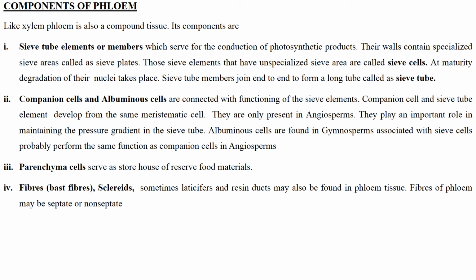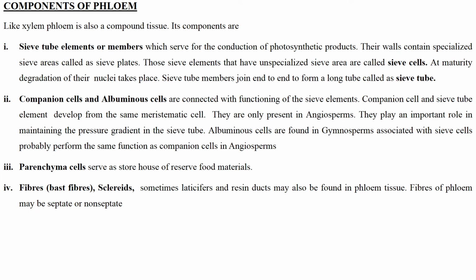Number 1, sieve tube elements are members which serve for the conduction of photosynthetic products. Their walls contain specialized sieve areas called sieve plates. Those sieve elements that have unspecialized sieve areas are called sieve cells. At maturity, degradation of their nuclei takes place, that is, they do not contain a nucleus as they mature. Sieve tube members join end to end to form a long tube-like structure which is called a sieve tube.